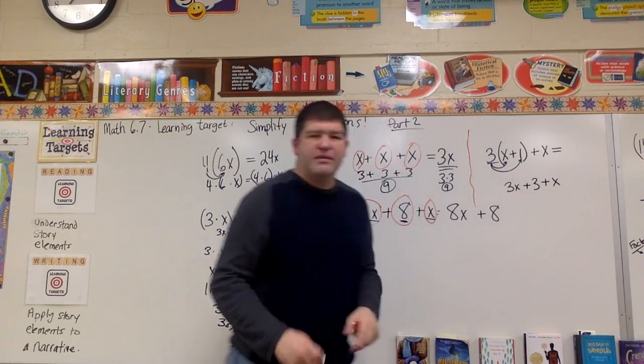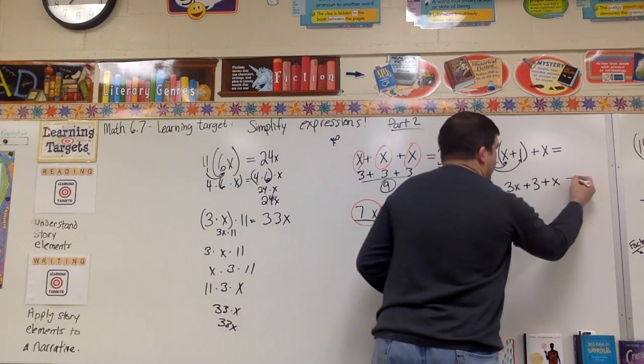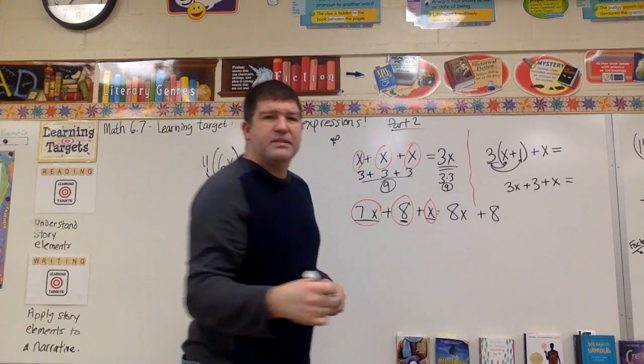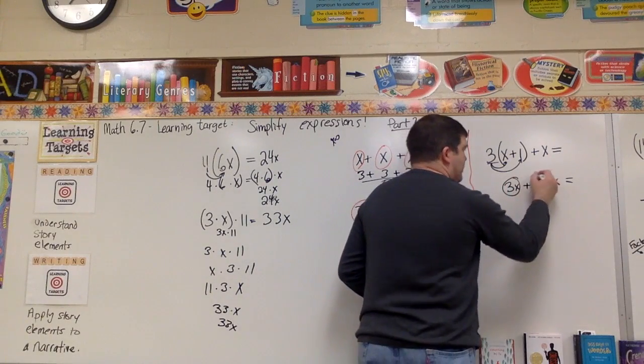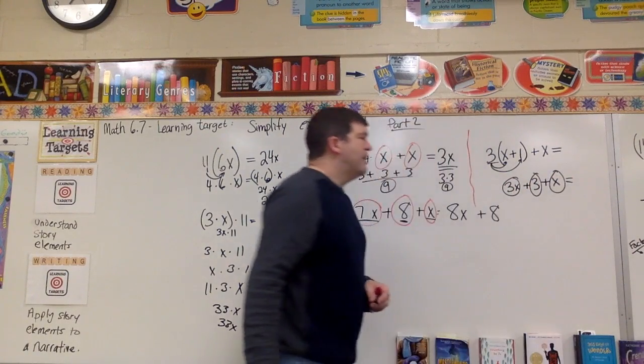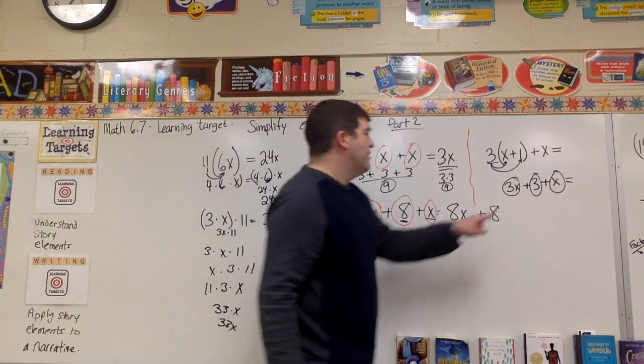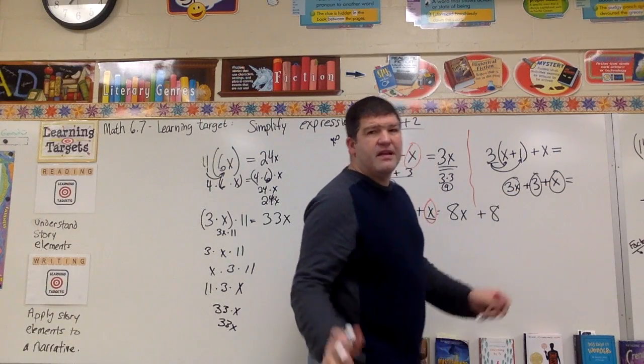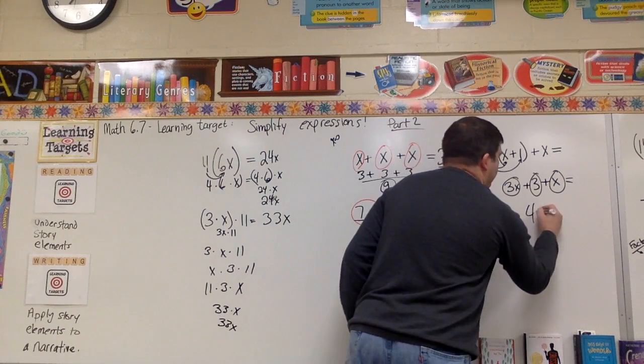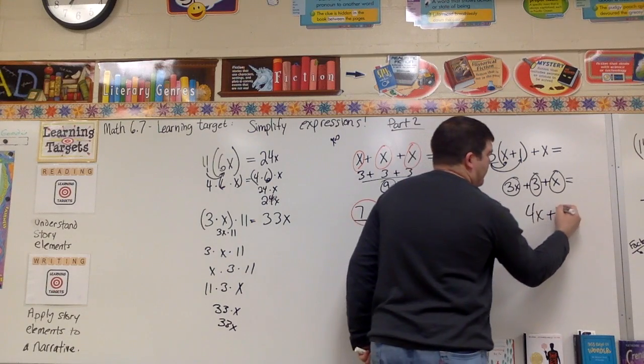But now I want to simplify it even more if I can. I see 3 terms separated by addition. 1, 2, 3. I find my like terms. Like terms would be this 3x and this x. Put them together. 4x, and I put my 3 down there.